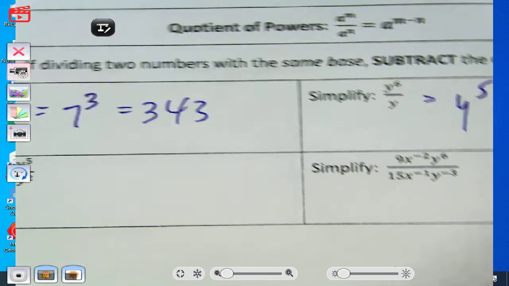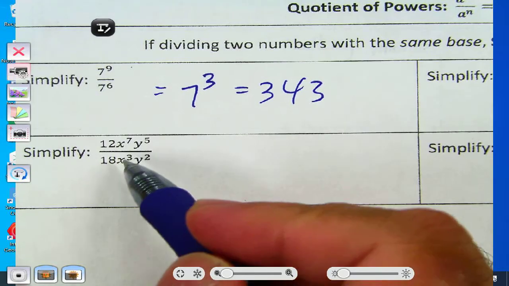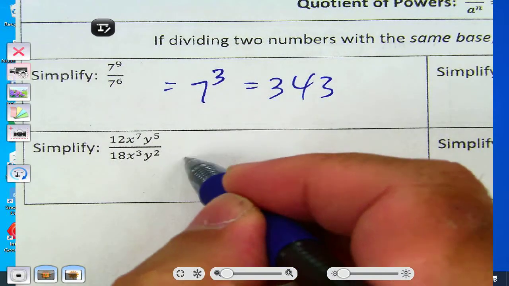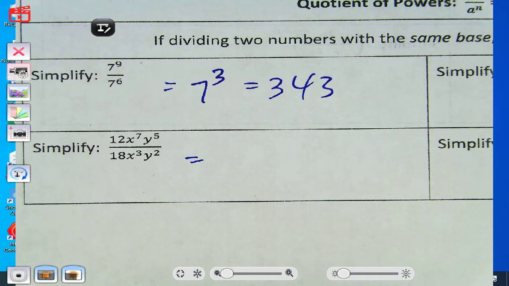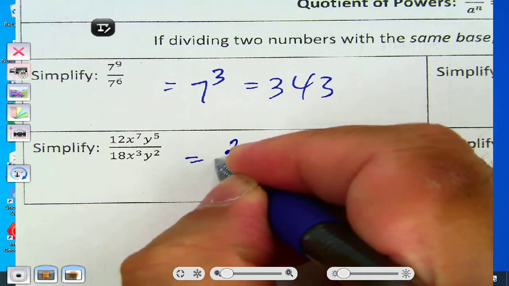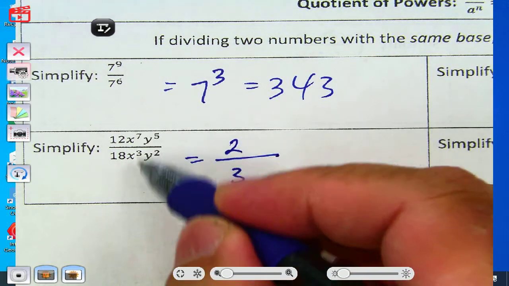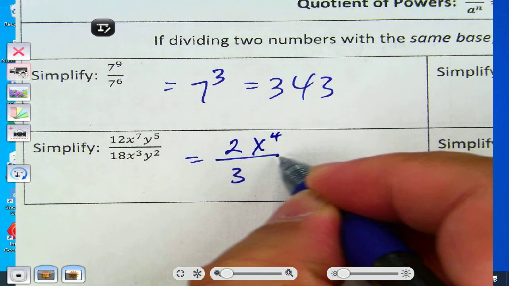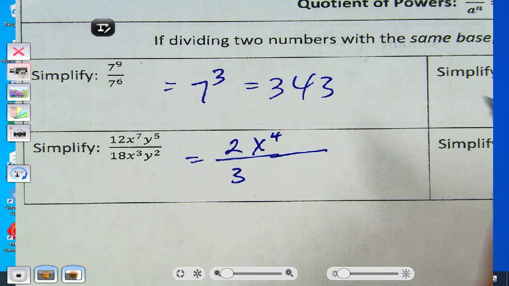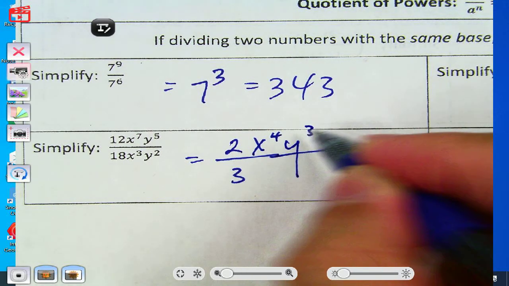Moving on. 12 and 18 are not exponents, so you're going to just reduce those. 6 goes into 12 and 18, so it's 2/3. Now, subtract the exponents. You're going to do 7 minus 3, making it 4, x to the fourth, and y to the third. That's right.